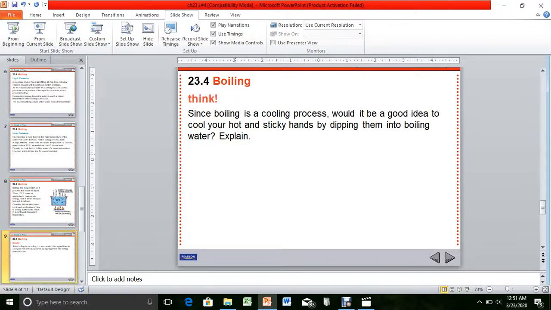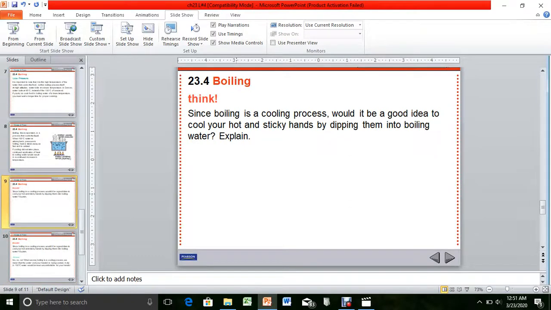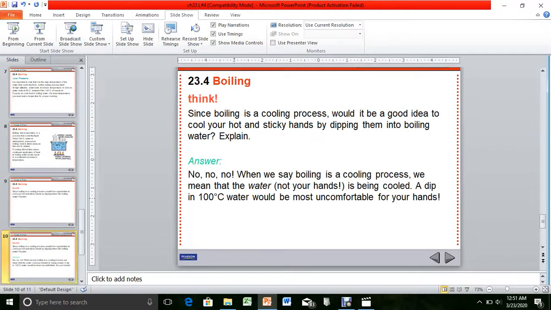There is a question now to think about. Since boiling is a cooling process, would it be a good idea to cool your hot and sticky hands by dipping them into boiling water? Explain. Your answer is no. Of course, it should be no. When we say boiling is a cooling process, we mean that the water, not your hands, is being cooled. A dip in 100 degrees Celsius water would be most uncomfortable for your hands.